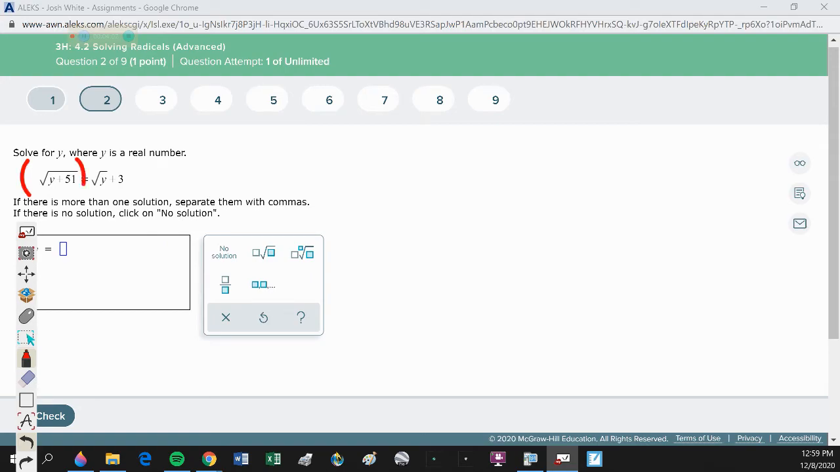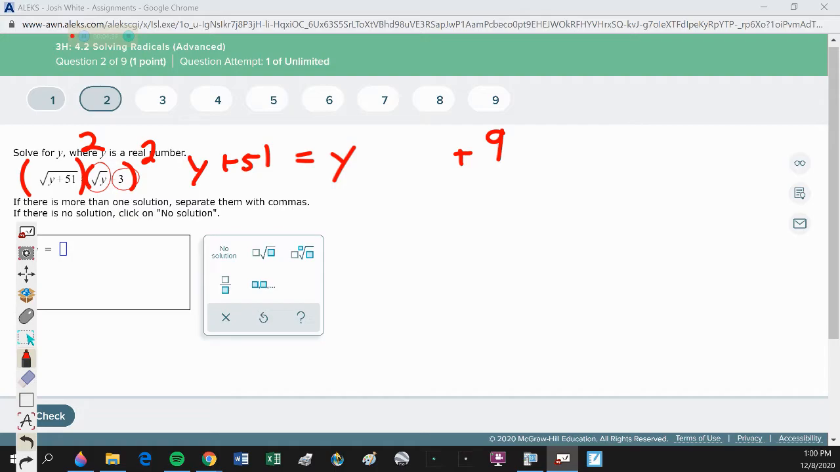So the left side is easy. I just get y plus 51. But the right side is tricky. It's a binomial. It's the square root of y plus 3 times the square root of y plus 3. You should be able to do these in your head. It's this times itself, which is y. And then it ends with this times itself, which is 9.